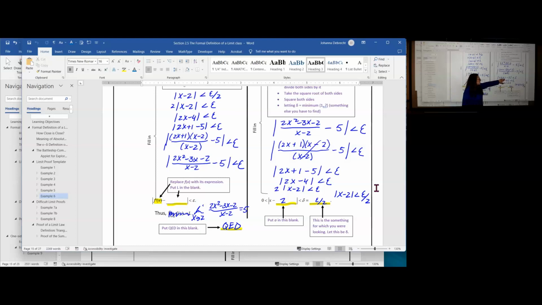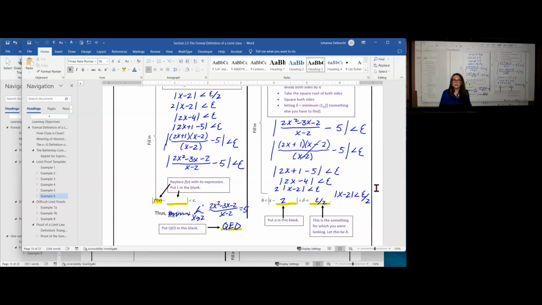That leaves us 2x plus 1 minus 5, and the 1 and minus 5 combine to be minus 4. Then I know I want x minus 2, and I have a common factor of 2, which I pull out of the absolute value, and I divide both sides by the 2. This gives me the absolute value of x minus 2 less than epsilon over 2. That's what I was trying to find.